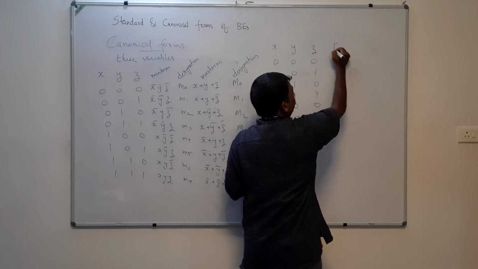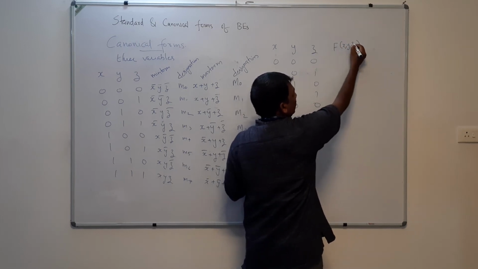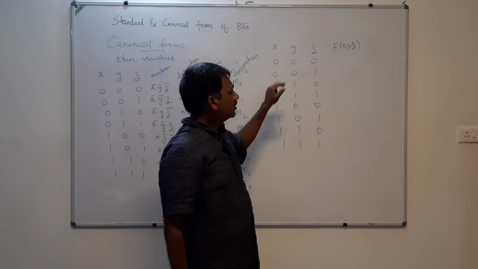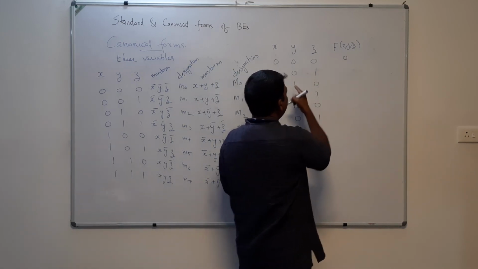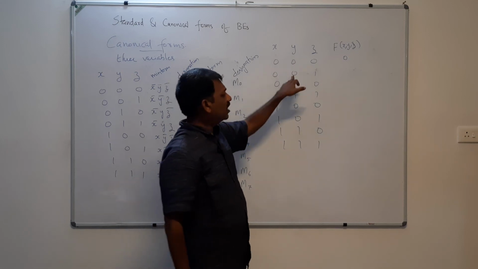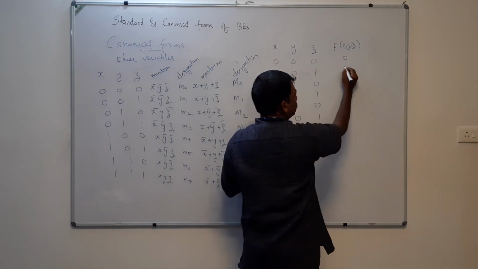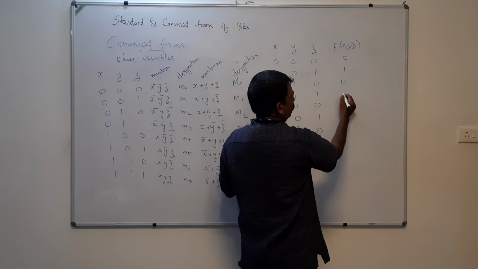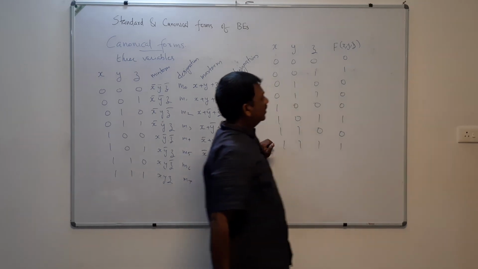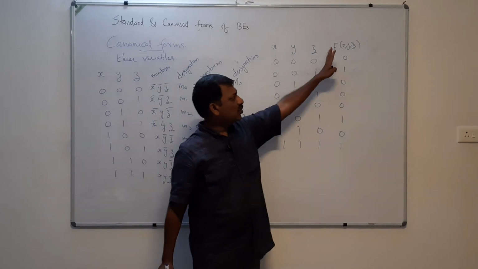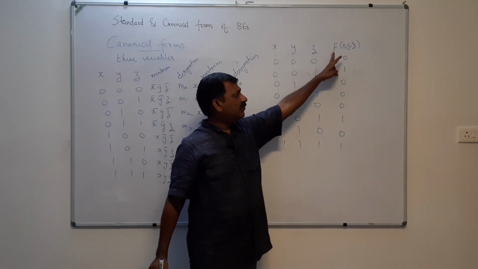f of x, y, z. It is a function of x, y, and z. And suppose that 0, 0, 0 returns 0, and the inputs 0, 0 and 1 return 1. Suppose that this is 0, 0, 0. Suppose that this is 1, 0 and 1. These are the functions. That means you have to generate a function like this.